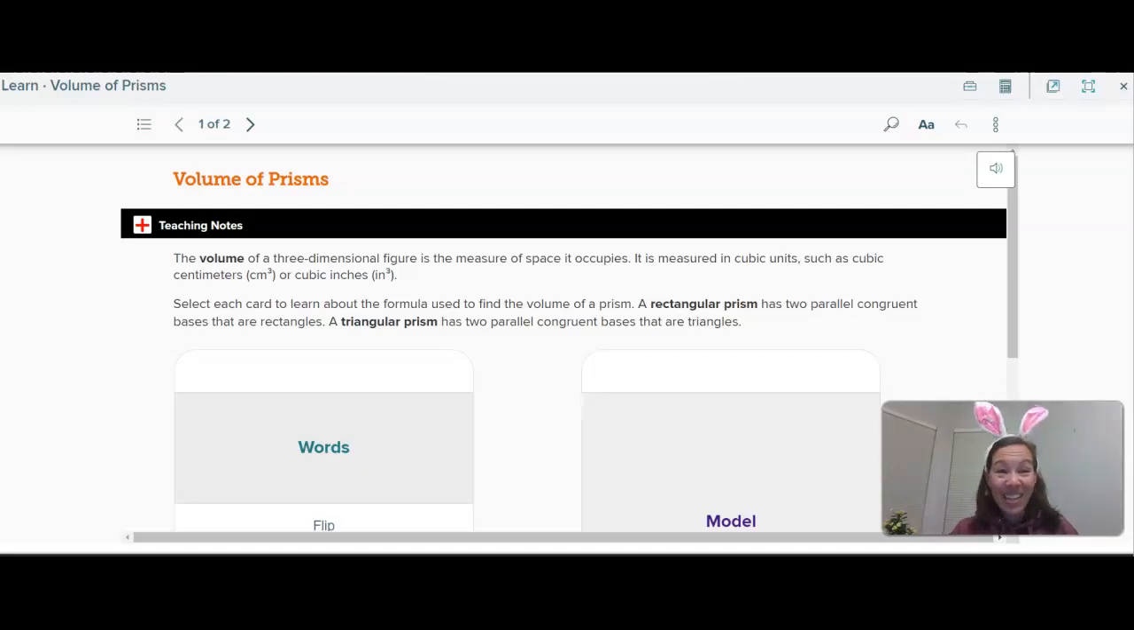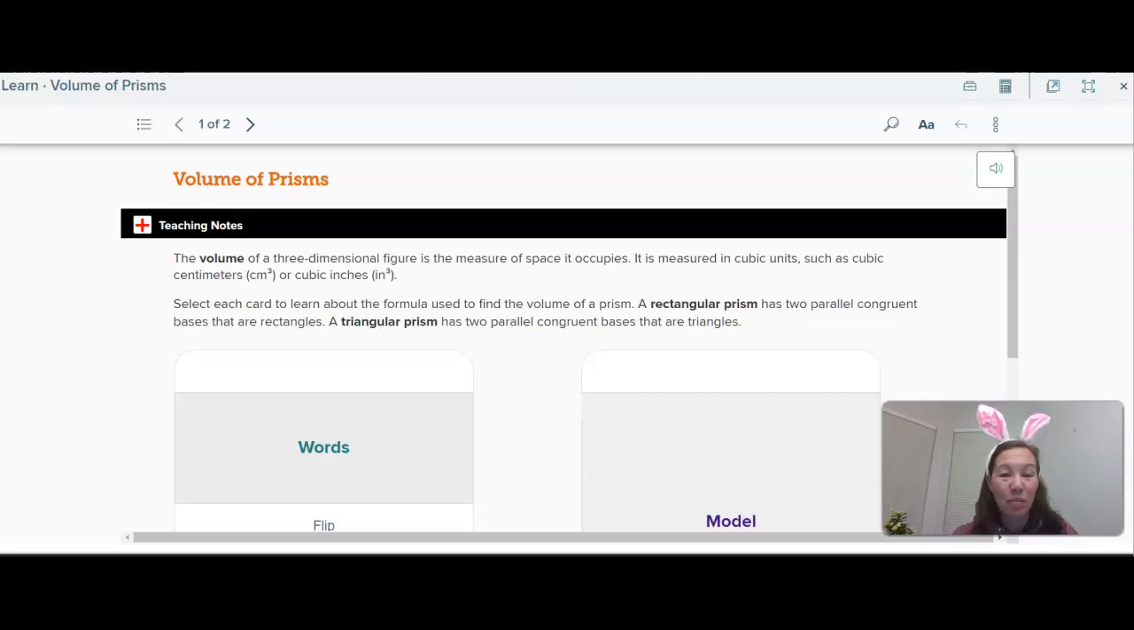Hippity hoppity! It's time for more math. I know you guys are so excited. There's got to be some bunny out there who is super excited to learn about volume. And today we are going to talk about the volume of a few different three-dimensional objects.